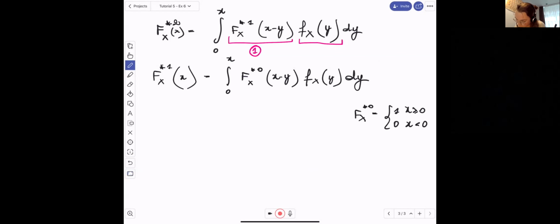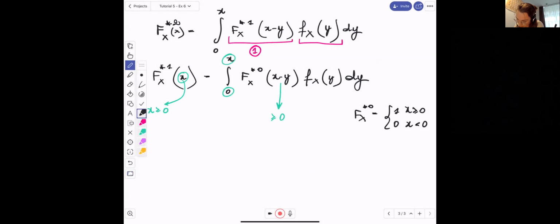So, if we look at our boundaries like this, and we look at x minus y, we see that this will always be larger than or equal to 0, since, of course, x is also larger than or equal to 0, because we're working with non-negative random variables, right?